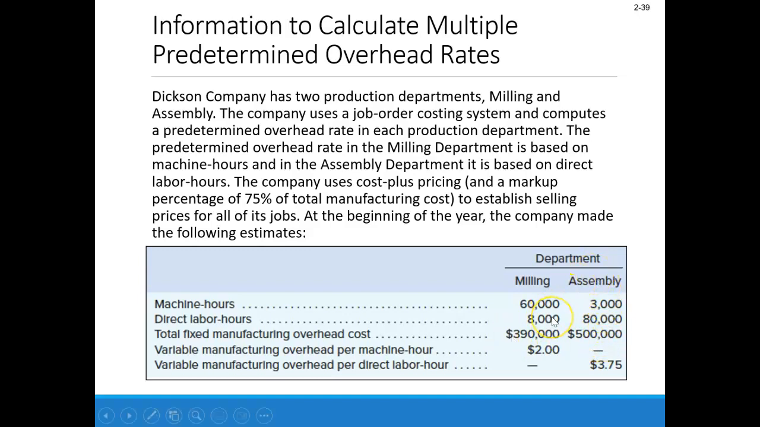Whereas in the assembly department, there are very few machine hours where the direct labor hours are the driving force of what causes the costs. So this is a perfect example of why companies need different rates or different types of cost drivers. So as you see here, it gives us the estimated total fixed for both departments and estimated variable manufacturing.